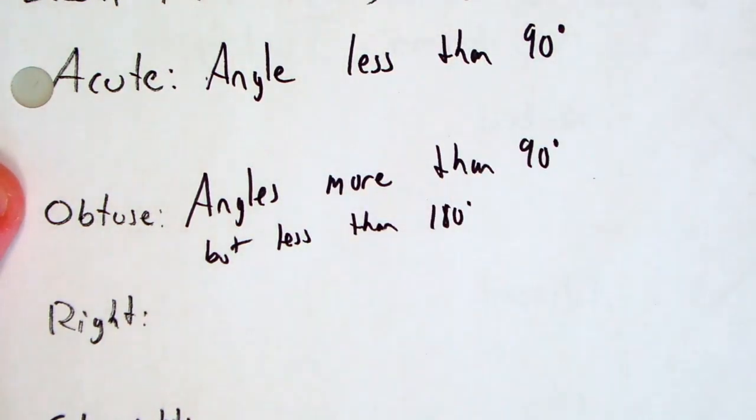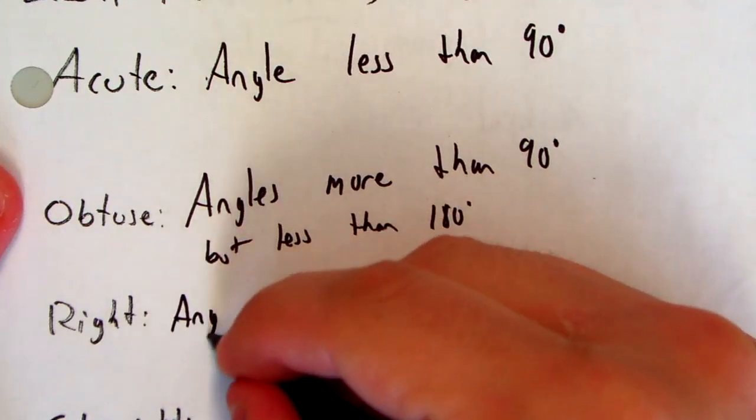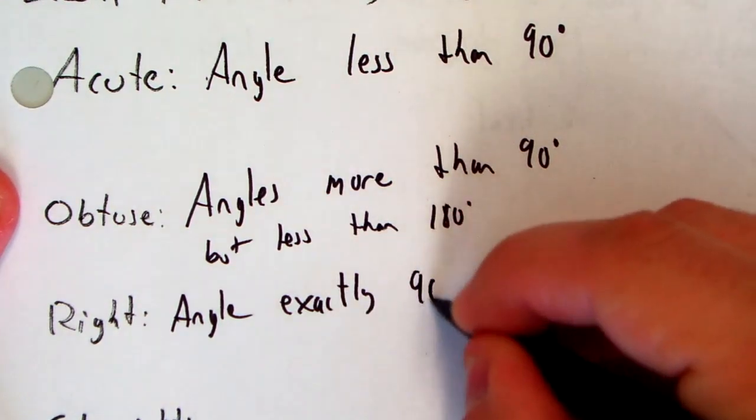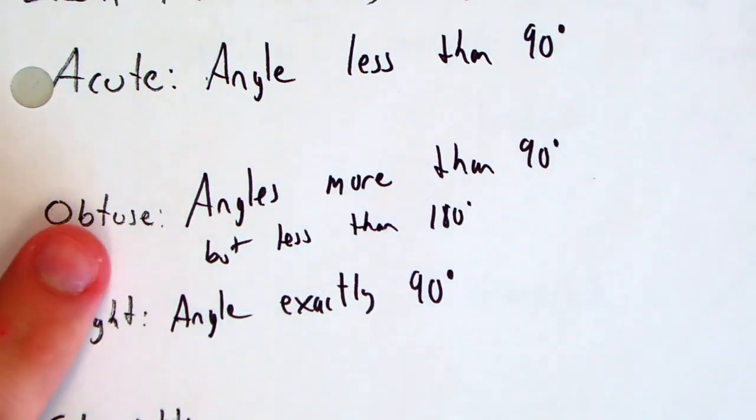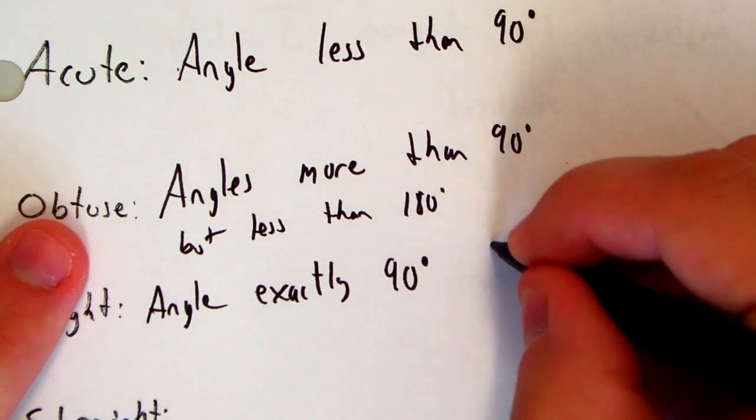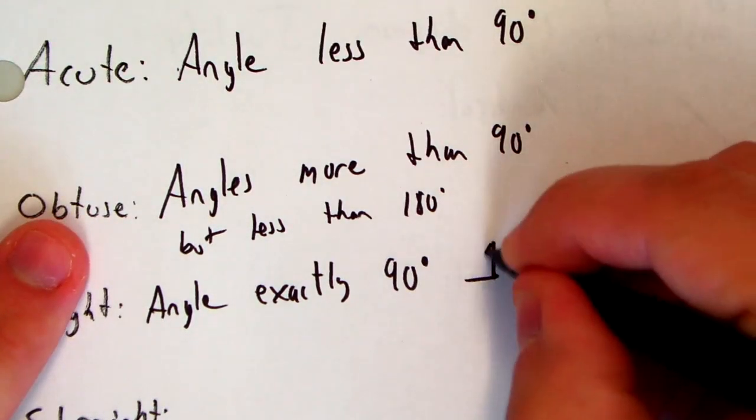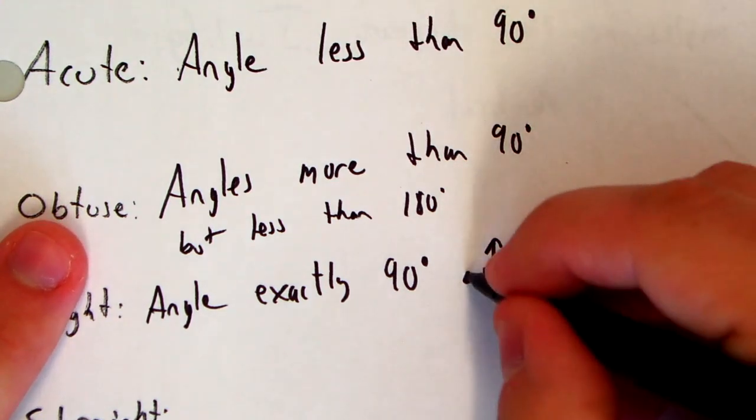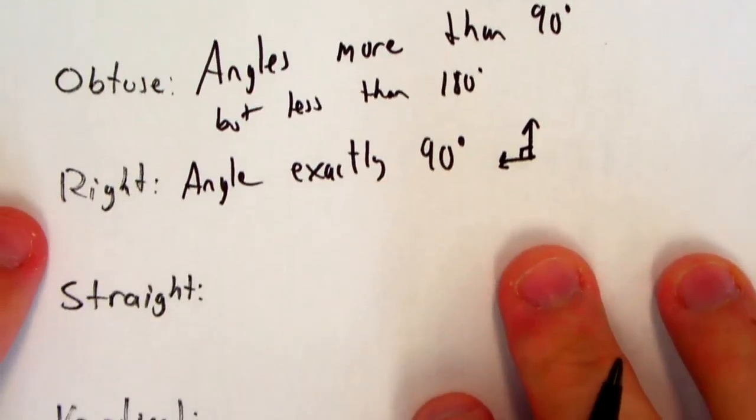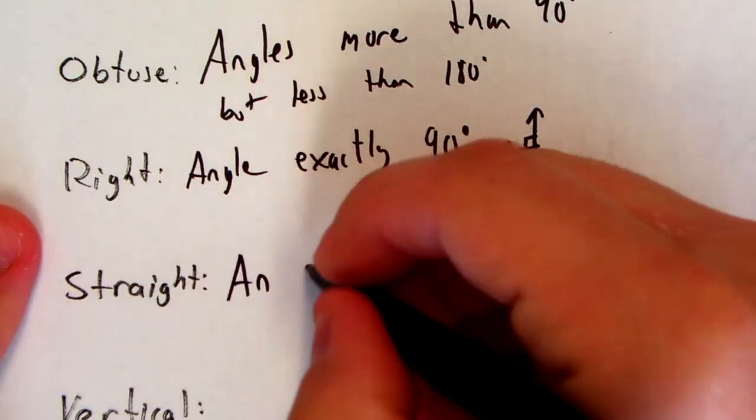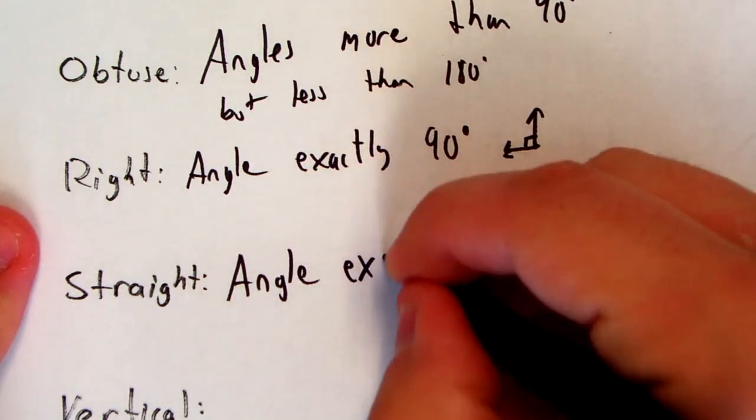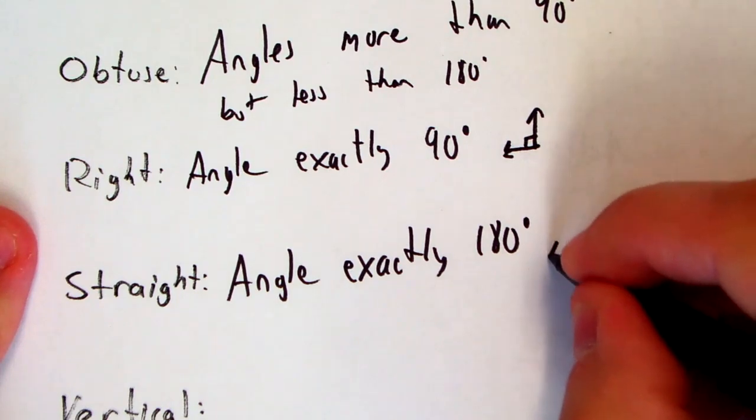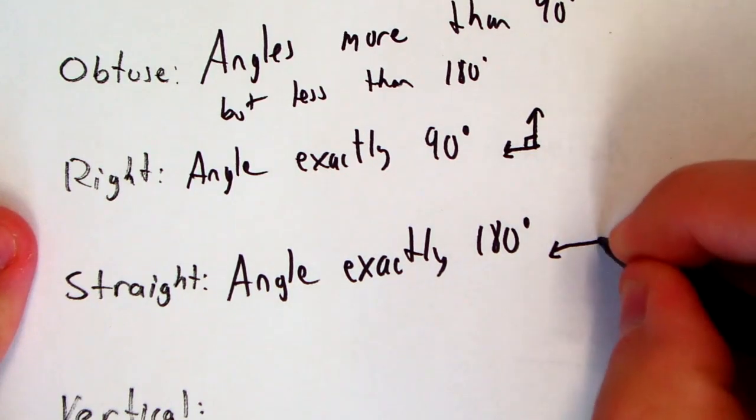A right angle is an angle exactly 90 degrees. The symbol for this one is going to be looking like this. So if these are the angles, I draw a little box down there. A straight angle is an angle that is exactly 180 degrees. And generally the way that we show that is like that.